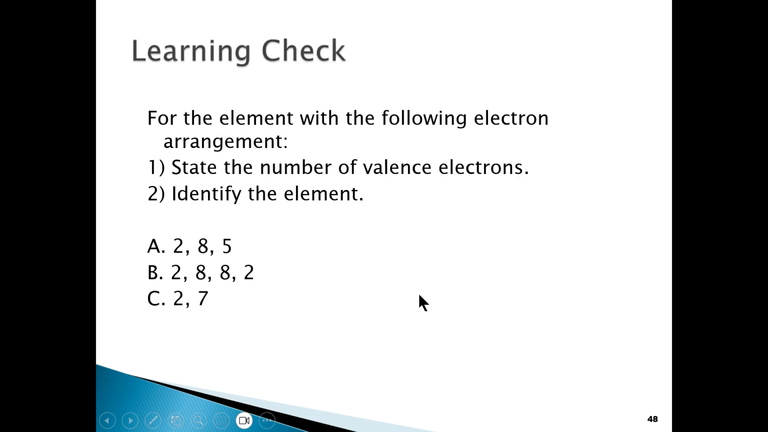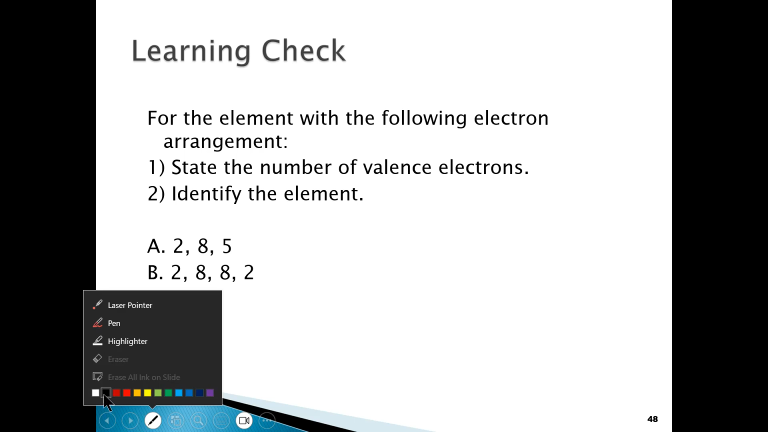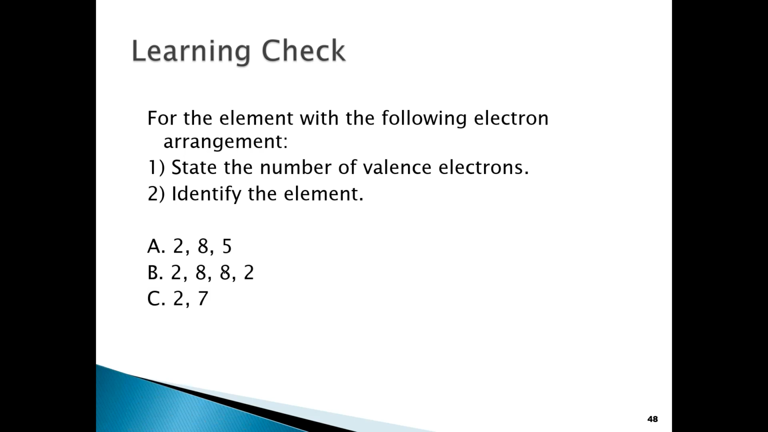Okay. Another learning check here. It says for the element with the following electron arrangement: 1, state the number of valence electrons, and 2, identify the element. So in the case of the first one, let me go back to my pen here. All right, we have the electron arrangement 2, 8, 5. So that gives you a total of 15 electrons. If you go to the periodic table, well, firstly, to identify the valence electrons, you're going to have 5 valence electrons here. And then we look up the element with the atomic number 15, and you'll see that that is phosphorus, right?